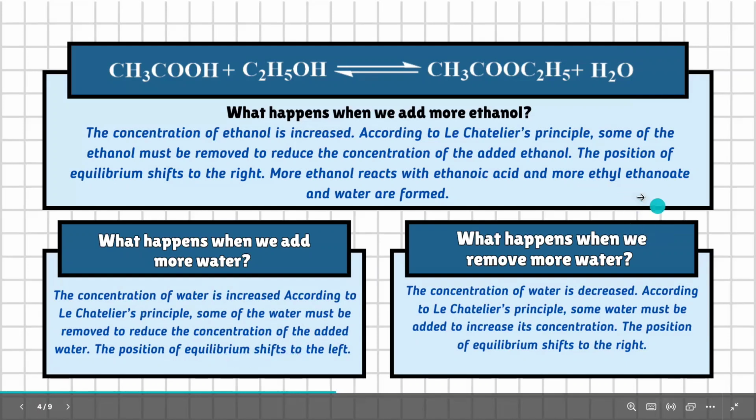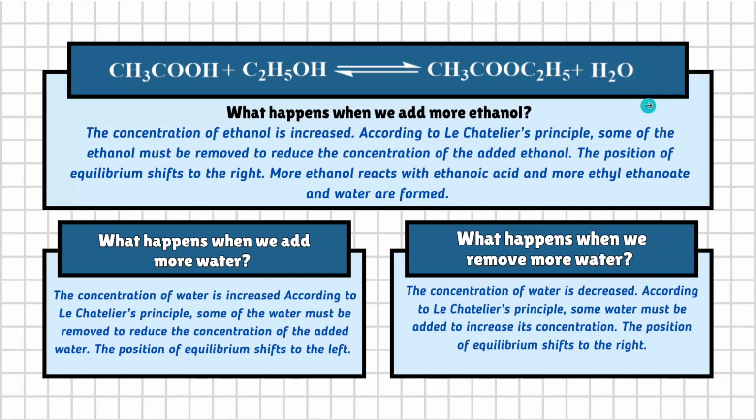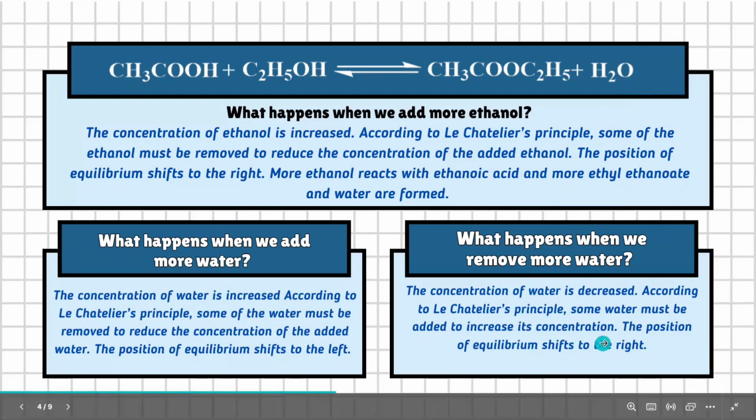Now, what happens when we remove more water? It means you are decreasing the concentration of the products. So, when you decrease the concentration of product, what will happen? Basically, due to decrease in concentration of the product, according to Le Chatelier's principle, some of the water must be added to increase its concentration. So, the position of equilibrium will shift toward right.